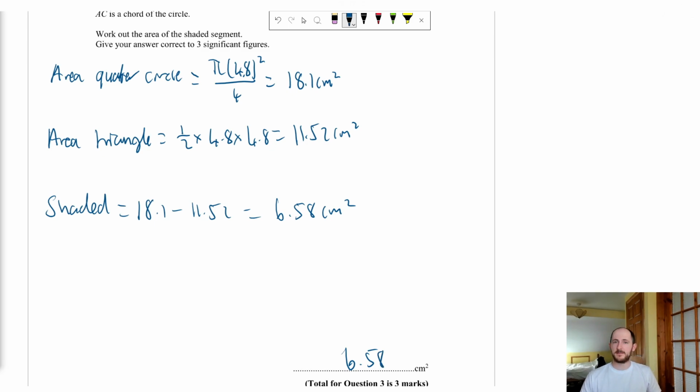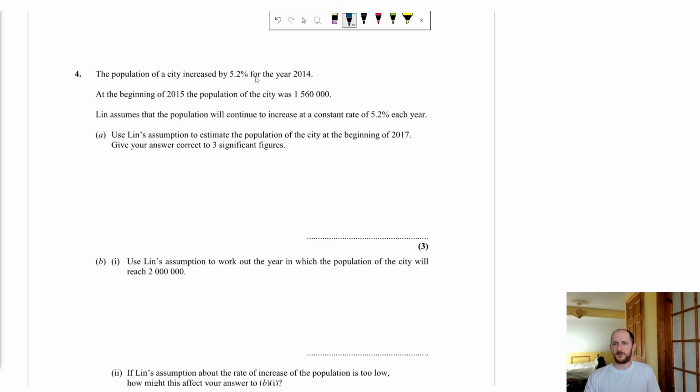How handy is that? Population of a city increased by 5.2% for the year 2014. Beginning of 2015, the population was 1.56 million. Lynn assumes that the population will continue to increase at a constant rate of 5.2% each year. Use Lynn's assumption to estimate the population of the city at the beginning of 2017. This is repeated percentage change.